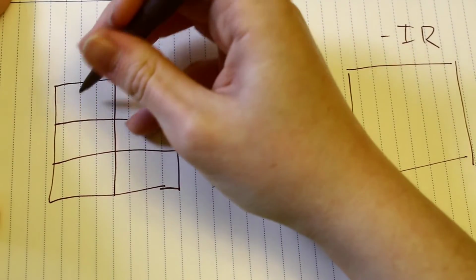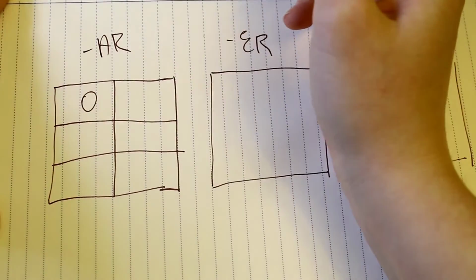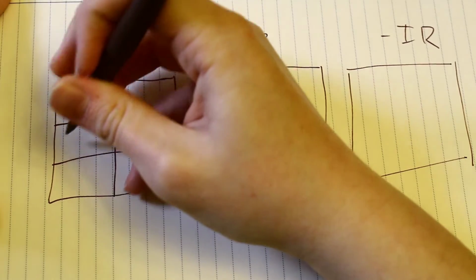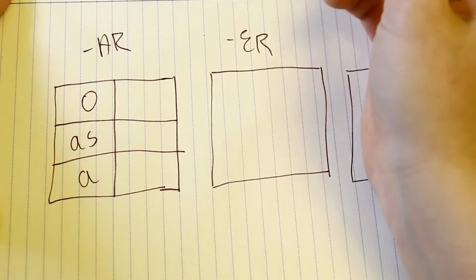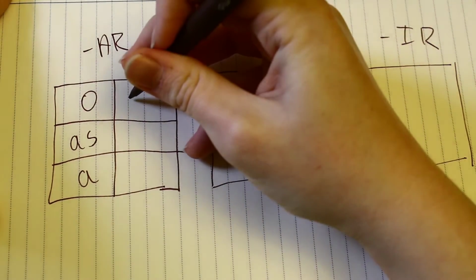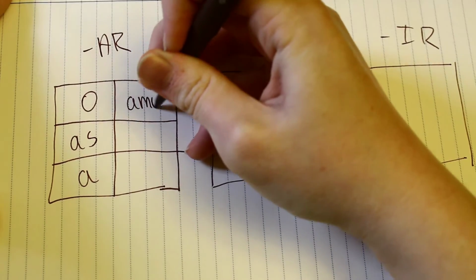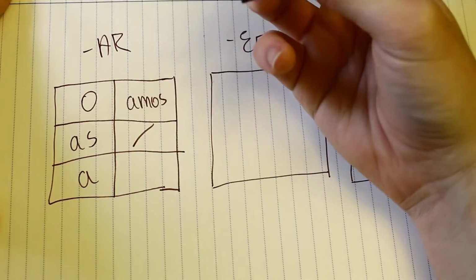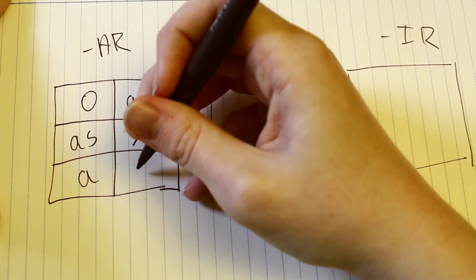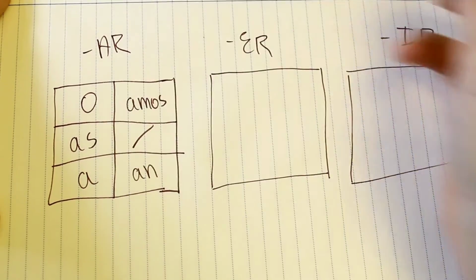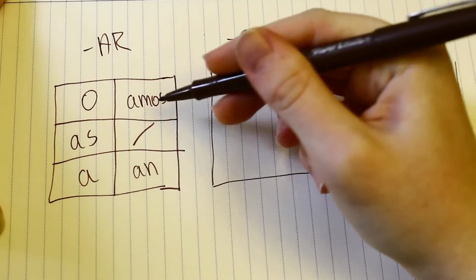Okay, so our AR endings. The yo form is O. Hopefully you know that. The tú form is as. The él, ella, usted form is a. The nosotros ending is amos. We don't do vosotros, but it's áis. And the ustedes, ellos, ellas ending is an. So that's o, as, a, amos, and an.